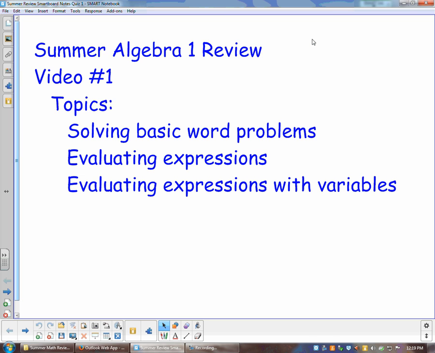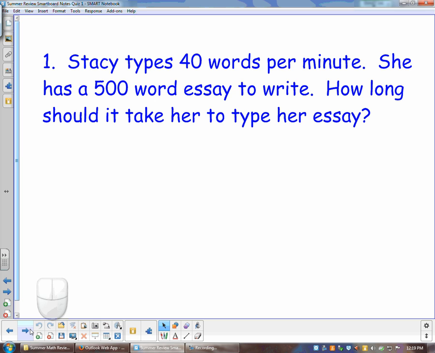The topics on this, and these are all Algebra 1 review problems, are solving basic word problems, evaluating expressions, and evaluating expressions with variables. So let's try this first problem. It says Stacy types 40 words per minute. She has a 500-word essay to write. How long should it take her to type her essay?